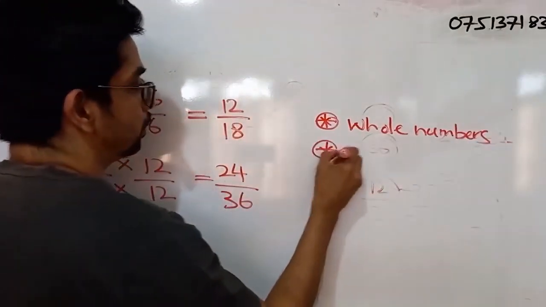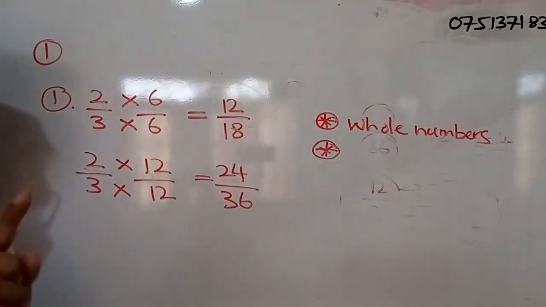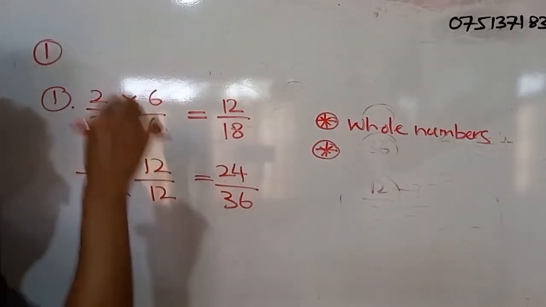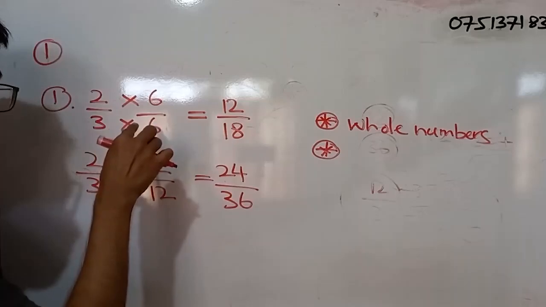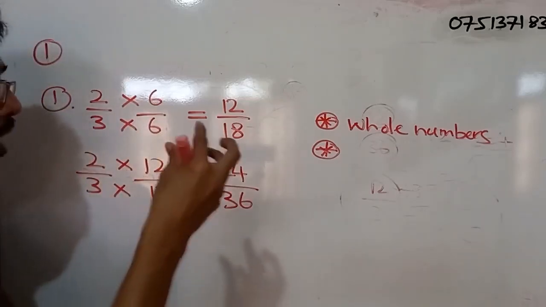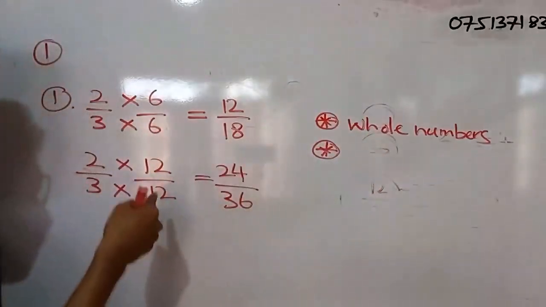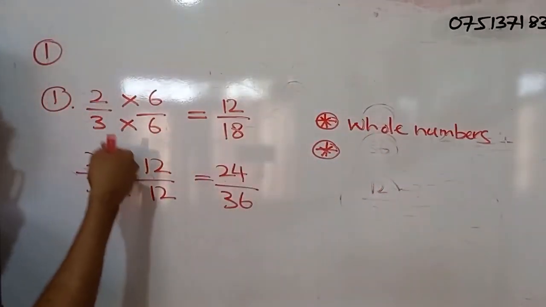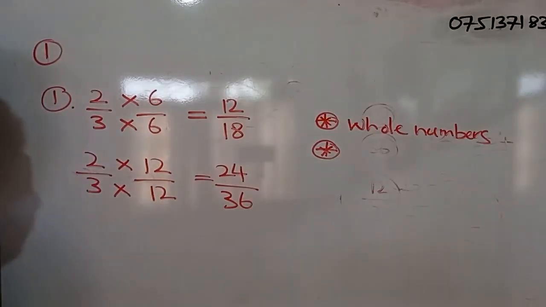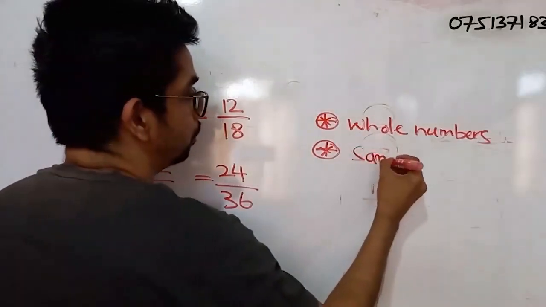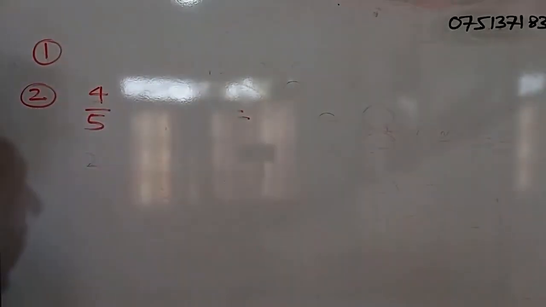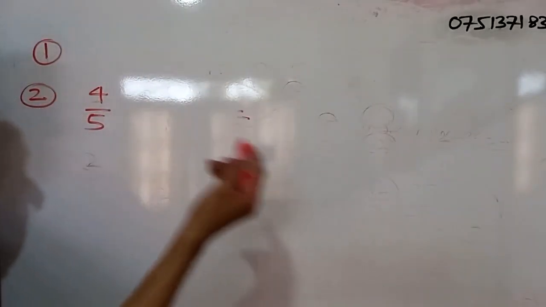And the next thing is, if we talk about multiplying using the same number, we have to multiply the numerator and the denominator at the same time. And if we're talking about the division method, we have to divide the numerator and the denominator at the same time using the same whole number. Same number.